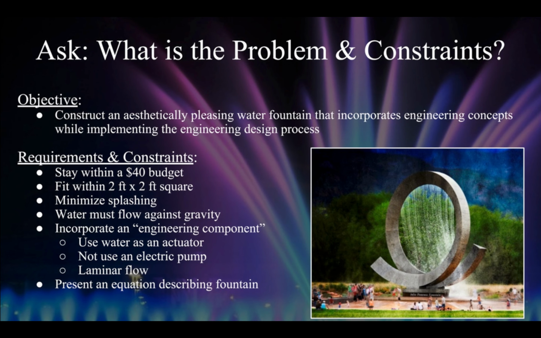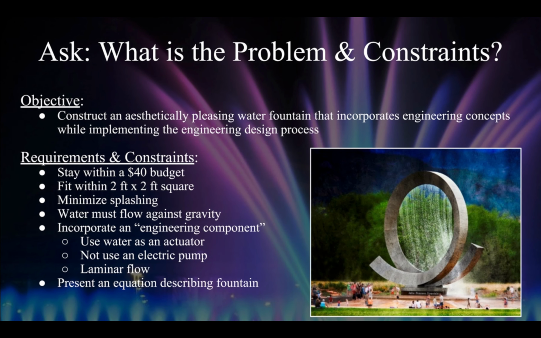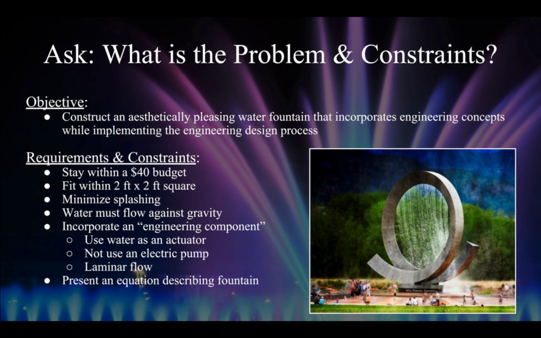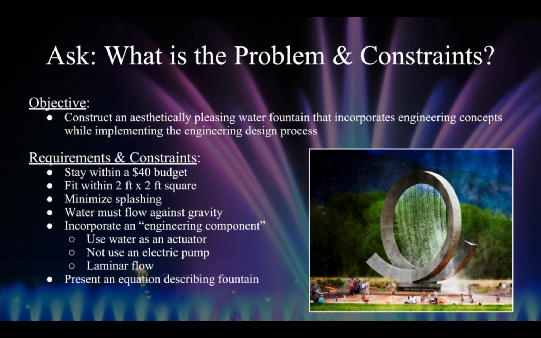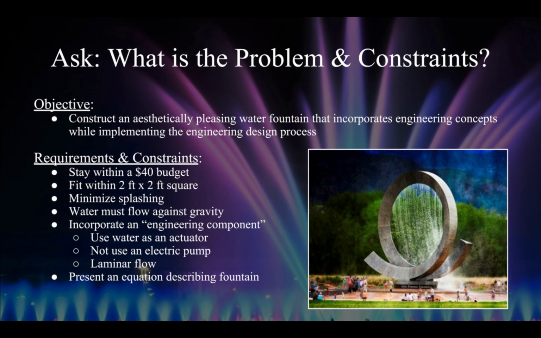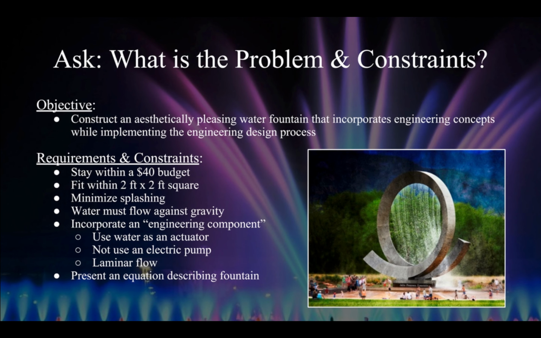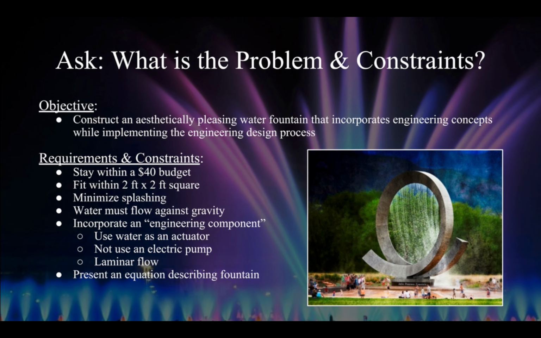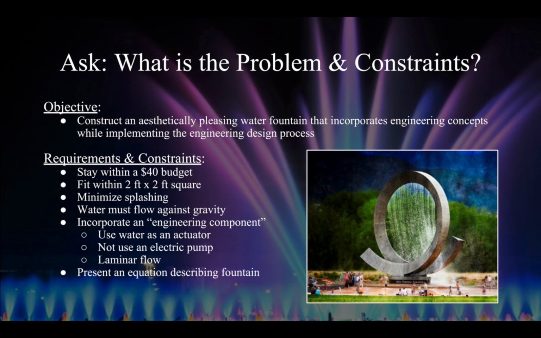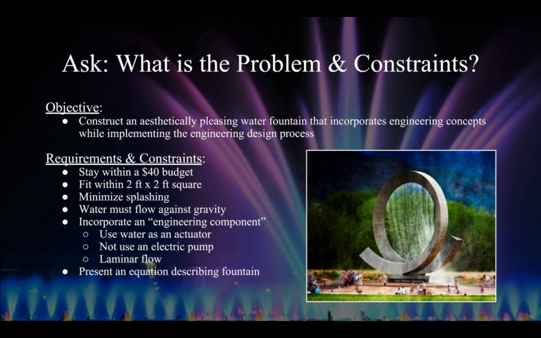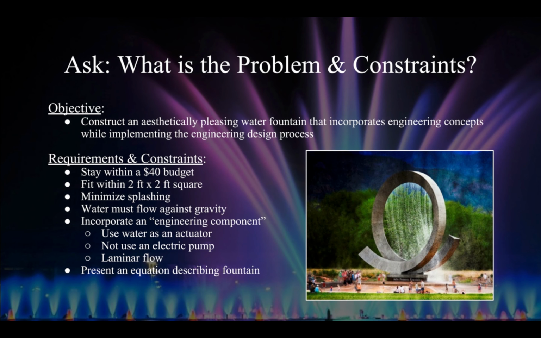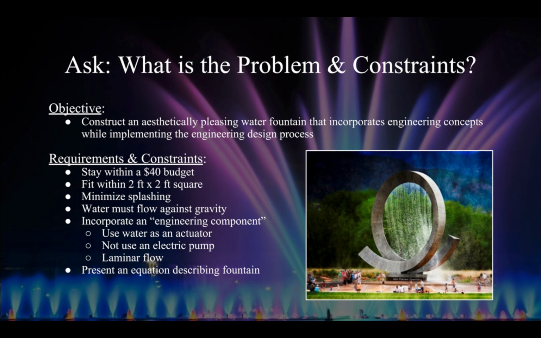Some of the constraints for our project were to stay within a $40 budget, fit the fountain within a 2 foot by 2 foot square, and minimize splashing or risk a deduction of points. The water must flow against gravity, aka go up, and incorporate one of 3 engineering components: using the water as an actuator, using a non-electric pump, or including a laminar flow nozzle. We included the laminar flow, and then we had to present an equation that described some portion of the fountain.